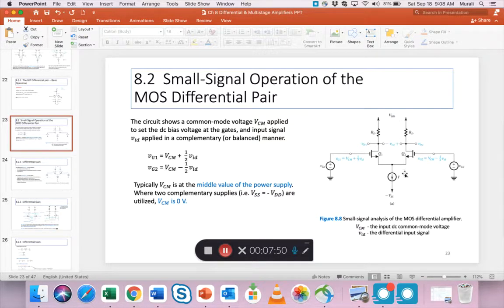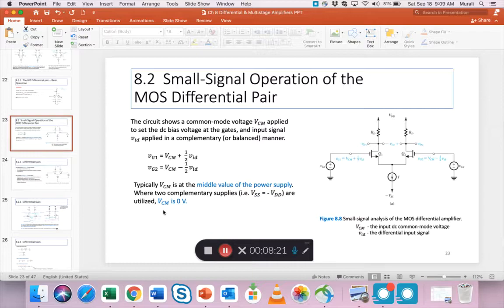Let's say VDD and VSS are equal, and we say this is DD because of the drains here, SS is because of the sources, right? So in the case that VSS is equal to minus VDD, then the middle of this VSS and VDD just becomes zero, right? So typically VCM is at the middle of the power supply, middle value. Where two complementary supplies are utilized, VCM is zero.